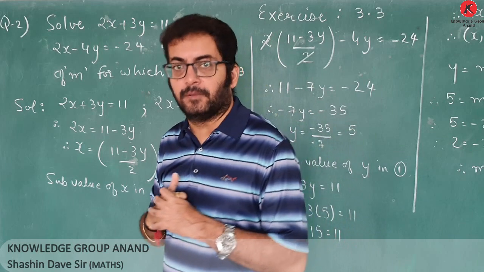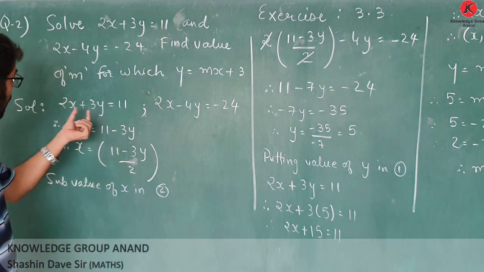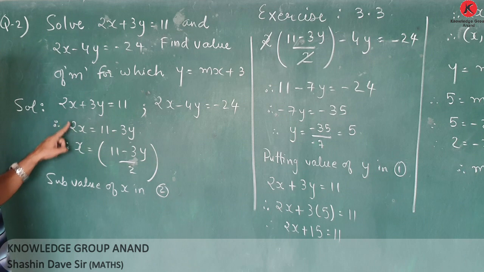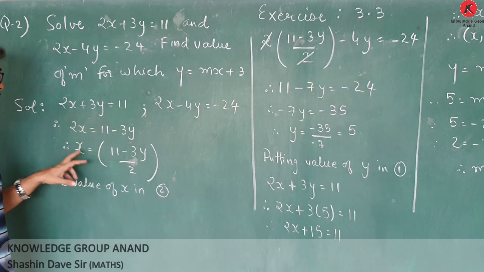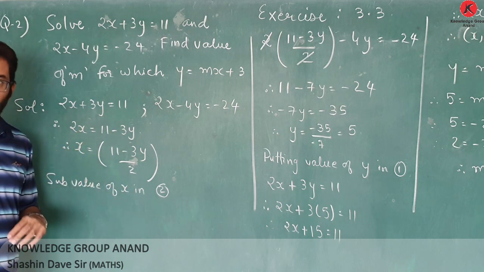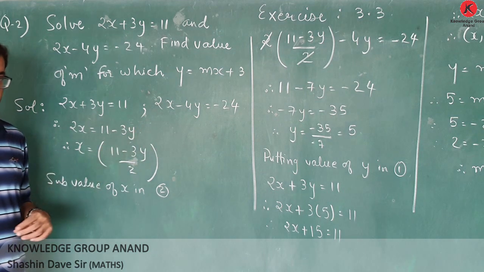So just as we did in the previous sums also, I will try to find the smallest coefficient. So 2x plus 3y is equal to 11. I will take 2x as subject of formula. So 2x is equal to 11 minus 3y. So x will be equal to (11 minus 3y) upon 2. Now I will substitute this value of x in equation number 2.